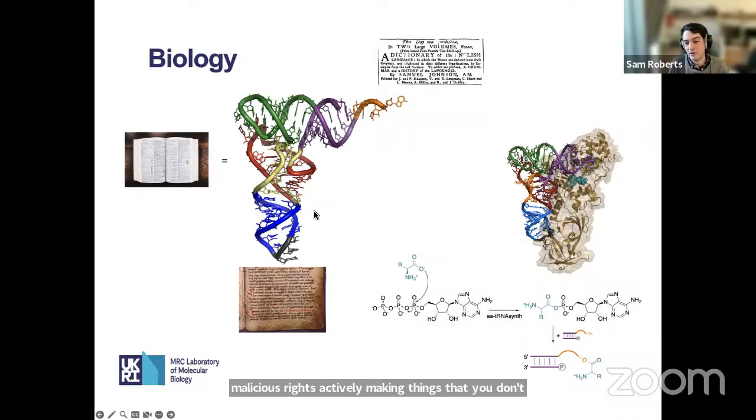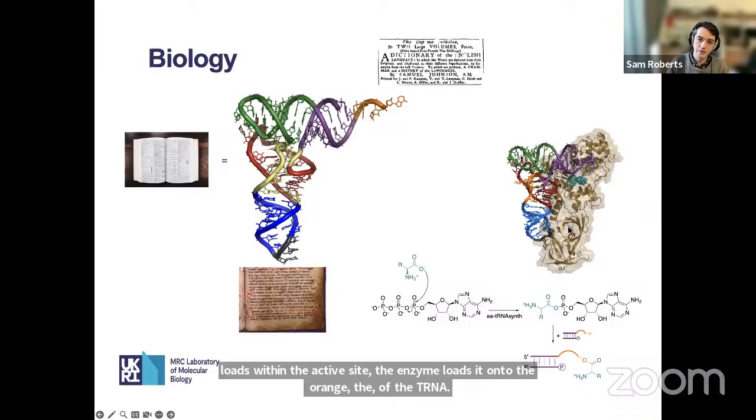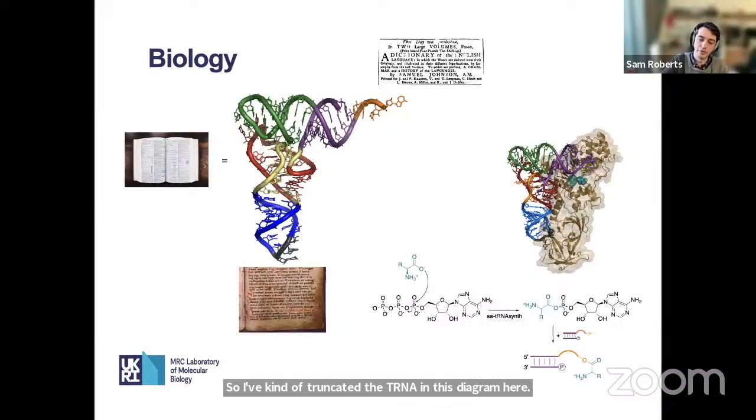So, biology maintains this relationship with tRNA aminoacyl synthetases, these enzymes here. And this is the chemistry it uses. It takes ATP and an amino acid, makes a bond called a mixed anhydride functional group here that I'll talk about, and then loads it, within the active site of the enzyme, onto the orange region of the tRNA. I've truncated the tRNA in this diagram here. The enzyme itself is a protein, and so is also a product of translation.